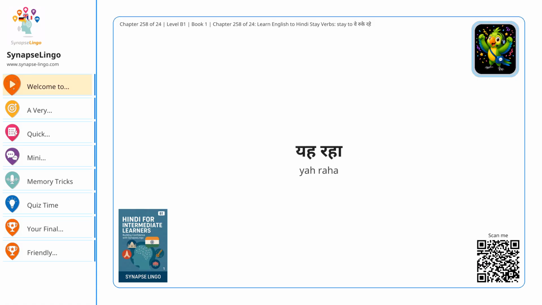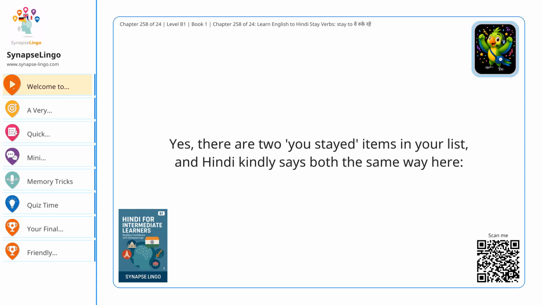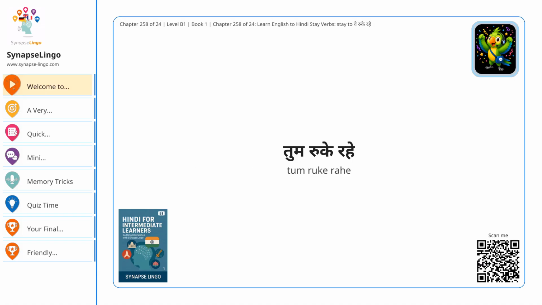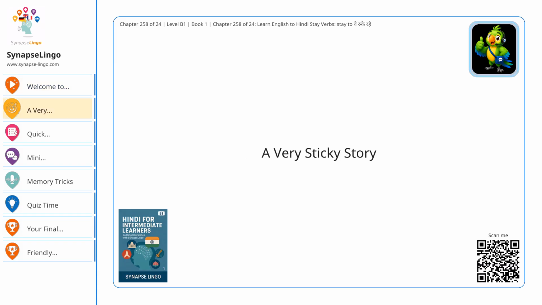It remained. ये रहा. We stayed. हम रुके रहे. They stayed. वे रुके रहे. Yes, there are two you stayed items in your list, and Hindi kindly says both the same way here. तुम रुके रहे. Efficient and slightly smug.